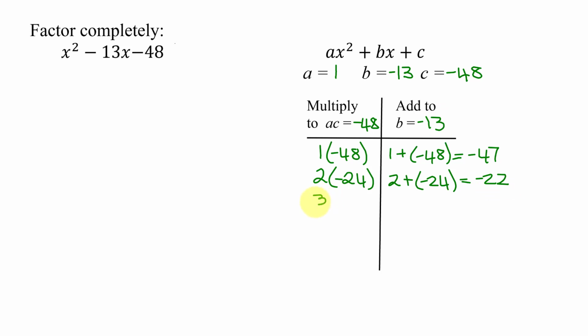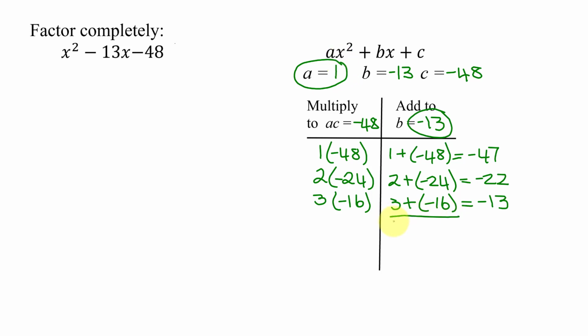Does 3 divide into 48? Yes, I'm going to get 3 times negative 16. And what's 3 added to a negative 16? 3 plus negative 16 is negative 13. Is that the number I'm looking for? Yes. So now, since A is 1 in this case, these are my two factors.